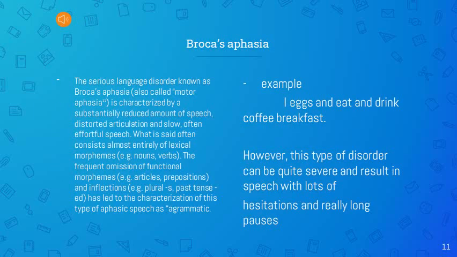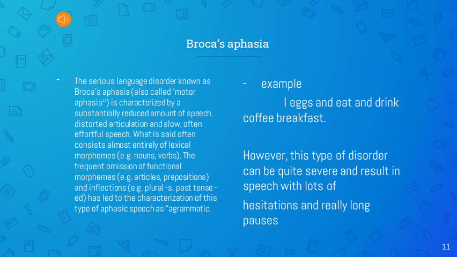Broca's aphasia. The serious language disorder known as Broca's aphasia, also called motor aphasia, is characterized by a substantially reduced amount of speech, distorted articulation, and slow, often effortful speech. What is said often consists almost entirely of lexical morphemes, e.g., nouns, verbs.